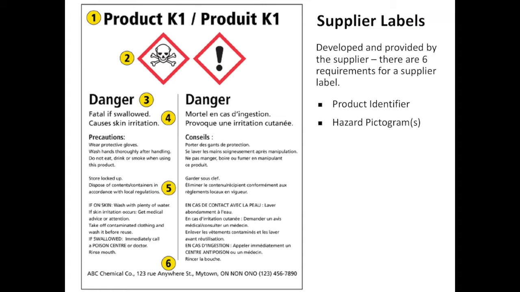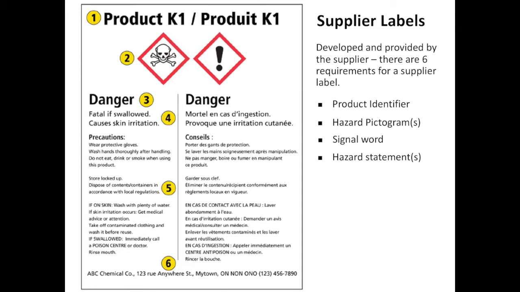Number 2 are the hazard pictograms for that chemical. Number 3 is a signal word, and there are only 2 possible signal words, and they are danger or warning. So even in a very, very safe material with few hazards, there's still going to be a signal word, and that word will be warning because it's relatively non-hazardous.